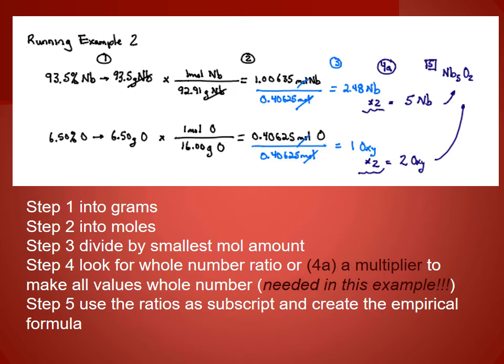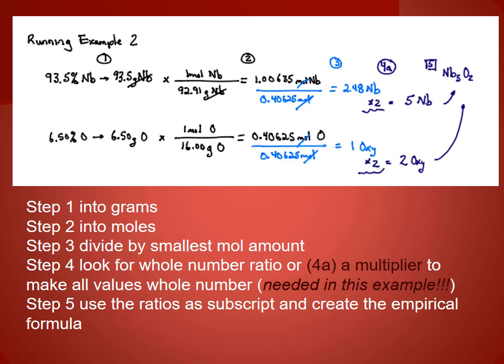Well, in step 2, I'm done with the black answers, right? In step 3, what I want to do is divide by the smallest. Well, up here I have 1, down here I have 0.4. So I divided both by 0.4. 1 divided by 0.4 is 2.48. 0.4 divided by 0.4 is just 1.